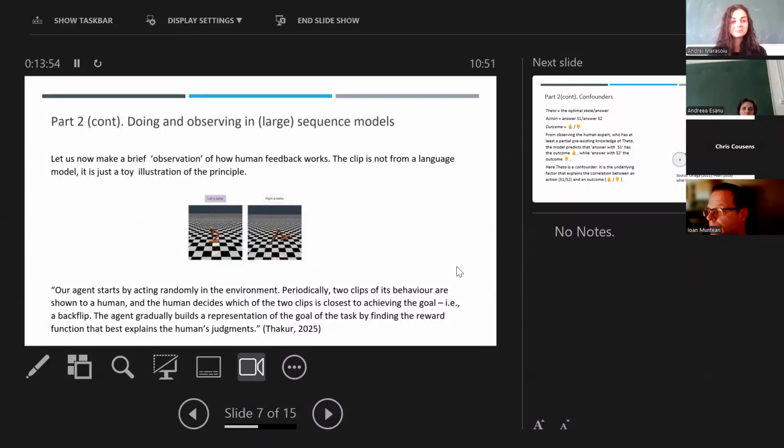Mutatis mutandis, this is how learning summarization tasks in language models can work. Periodically the agent is given two versions of the same text, two summarized versions of the same text. The human picks one, and gradually the agent learns how to do summarization in this manner.